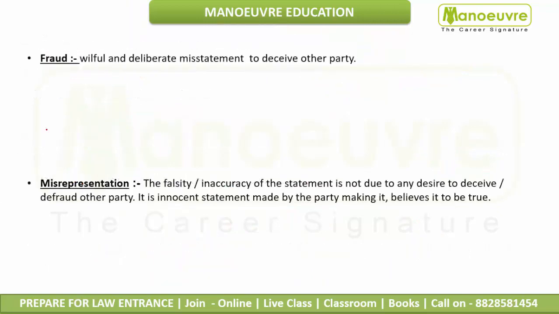Correct. Next in the line is fraud. Okay, what is fraud, guys? Fraud is nothing but a willful and deliberate misstatement to deceive someone. Now the word deceive means to cheat. Correct.